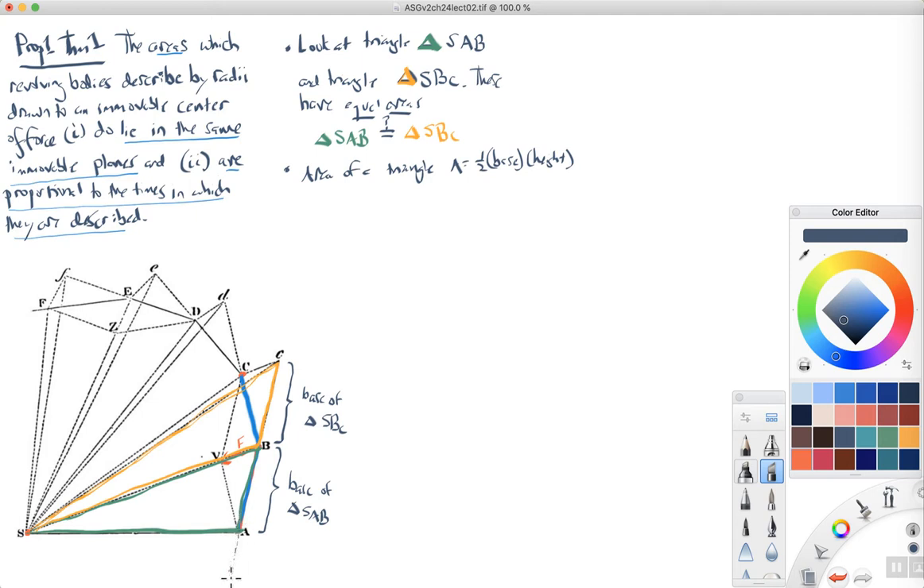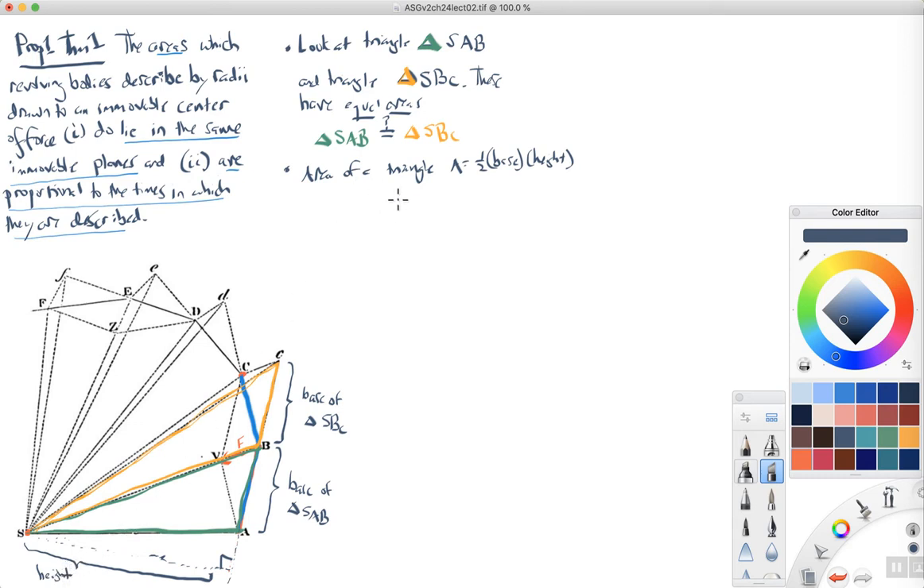If I extend this line right here, the height of a triangle is, if you take the apex or the vertex of this triangle and drop a perpendicular line down to the extended base, that is the height of either one of these triangles. So this is the height, technically speaking, that's the height of both triangles.